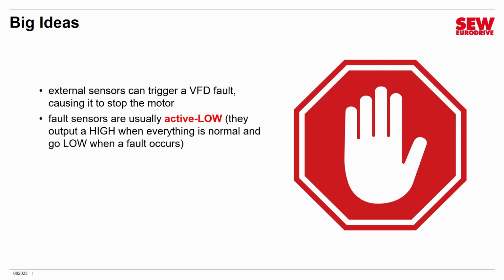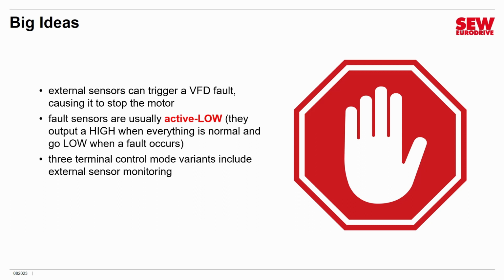The idea is if something goes wrong with the sensor, such as its wire gets cut or its power supply fails, you want it to trip the VFD into a fault condition, causing it to stop the motor. That's generally considered safer than allowing it to just keep running. So almost all fault sensors tend to be active low, and that is certainly what the MOVITRAC LTE-B Plus expects on the input that monitors the sensor. There are 3 terminal control mode variants that include the ability to monitor an external sensor. We'll talk about those in just a minute.